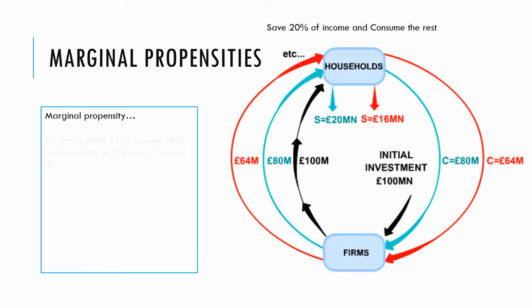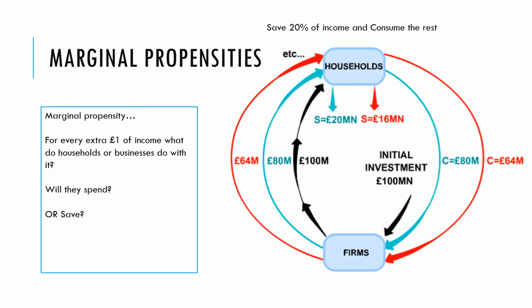And marginal propensities tell us for every extra £1 of income, what do households or businesses do with it? If they spend it, that is their marginal propensity to consume. If they save it, that is their marginal propensity to save. If they pay tax, that is their marginal propensity to pay tax. If they import something, that is the marginal propensity to import. For every extra £1, how much do they spend or save or pay tax. So in this example, the marginal propensity to save is 0.2 or 20%. For every extra pound the households have earned, they've always saved 20%.